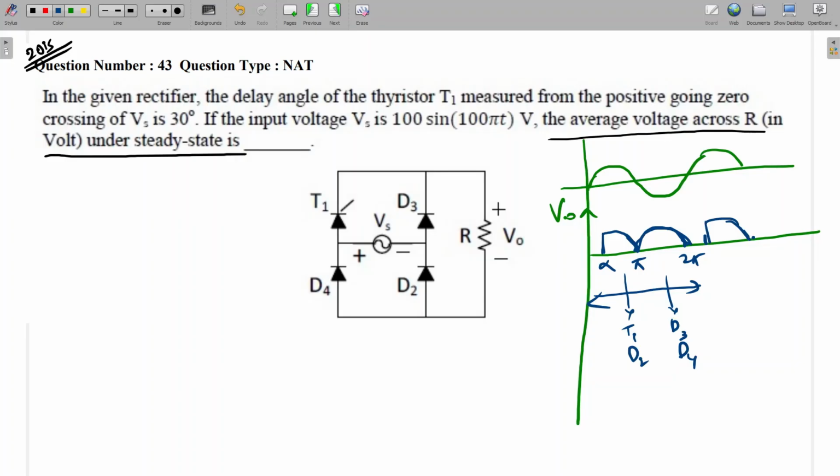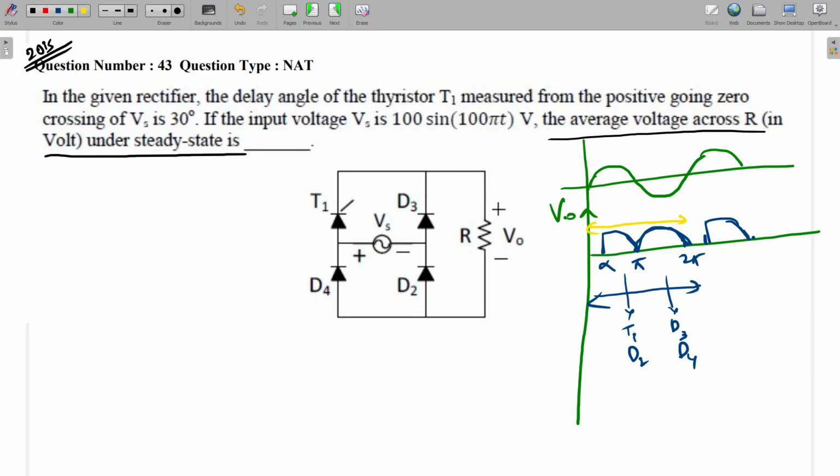Is it clear to all? The output waveform. Can anyone reply? Yes, sir. Okay. So here this is the one cycle. One full cycle, 0 to 2 pi, is the one full cycle.